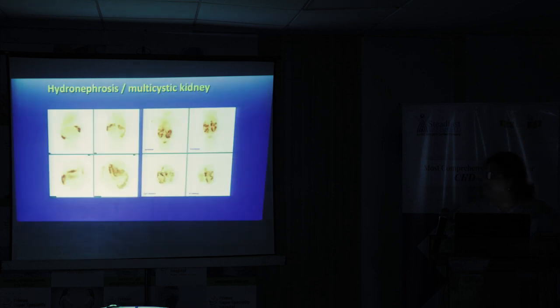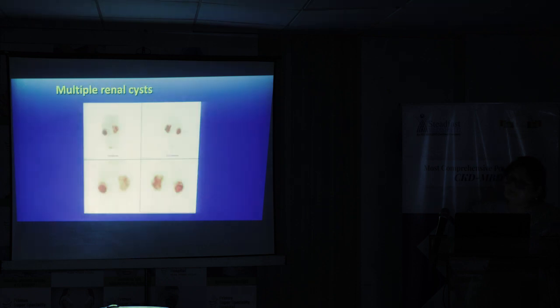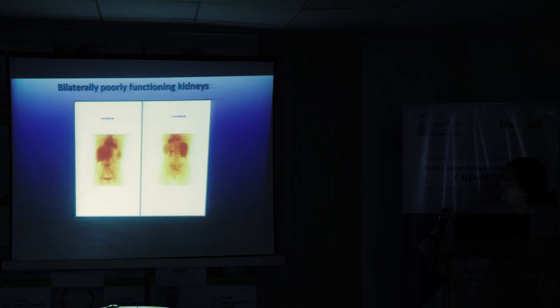This is a multicystic kidney. So this is an ADPKD, and you find that there are multiple cysts which you can see in the kidneys, and sometimes a DTPA scan or a DMSA scan may be done to assess what is the functional renal parenchyma, which is residual. So another multiple renal cysts.